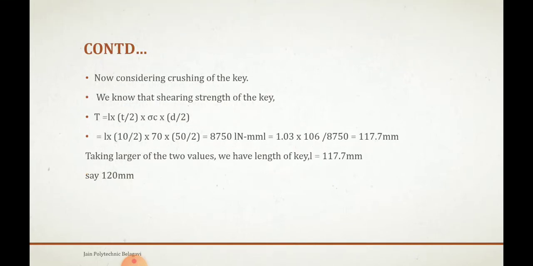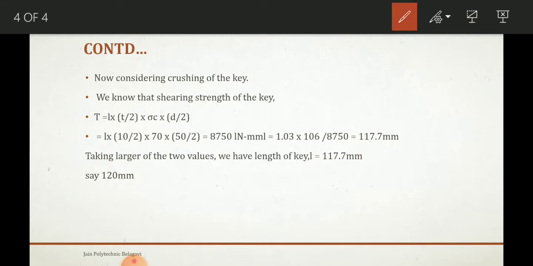That is by using the shear criteria. Here it is also subjected to the crushing stress, so use the crushing stress formula: T equals L into T by 2 into sigma C into D by 2. Substitute here: L we don't know, T by 2 is thickness divided by 2, into 70, which is the crushing stress, and D is 50, the diameter of the shaft, divided by 2. We will get 8750 into L Newton mm.